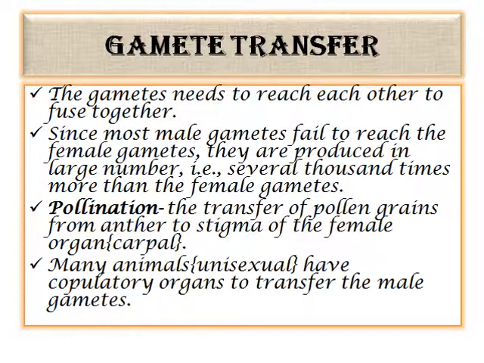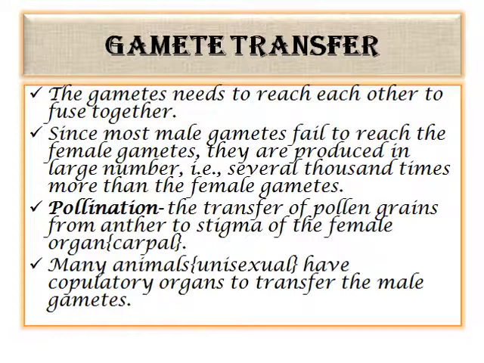Now what does pollination mean? It is in the case of plants, right? So pollination means the transfer of pollen grains. Now pollen grains are the male reproductive cells of the plant. So the transfer of the pollen grains from the anther to the stigma of a female organ is known as pollination.